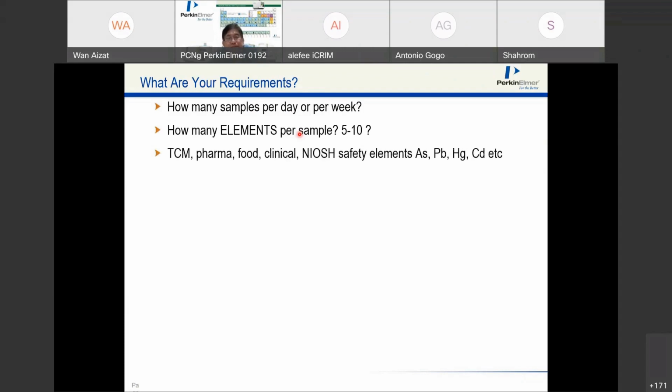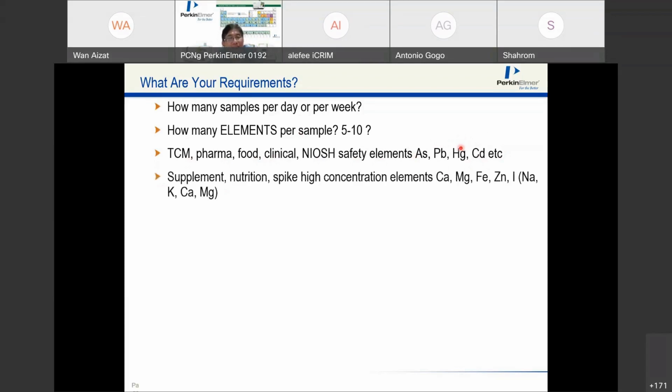Next, are you doing toxic elements? Arsenic, lead, mercury, cadmium. These are the toxic elements. It can be traditional herbs, pharma, food, clinical, or safety. Anything to do with the safety elements, these big 4, as long as mercury is there, you need microwave digestion and ICP-MS.